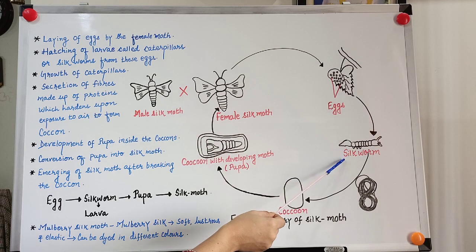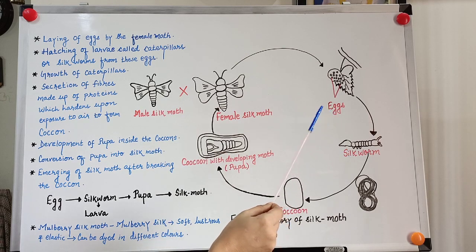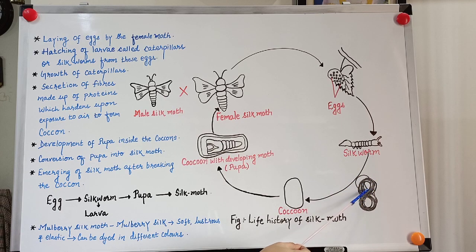When this caterpillar or silkworm has attained its maximum size, it starts to secrete a protein fiber. This protein fiber hardens on exposure to air. When it has wrapped itself inside a protein fiber, it starts to swing its head. It swings its head in the form of a figure 8, and finally these fibers get converted into a structure called cocoon. So, cocoon is a structure in which the silkworm traps itself.